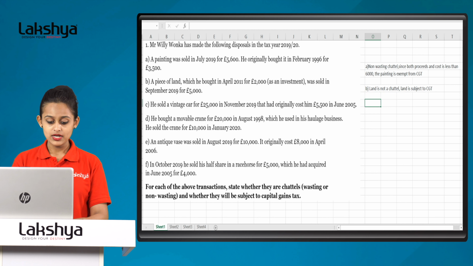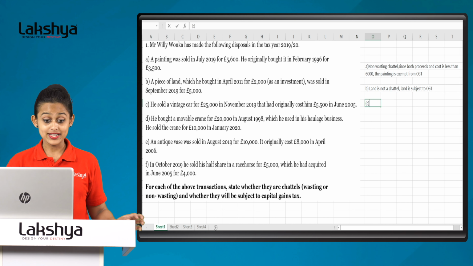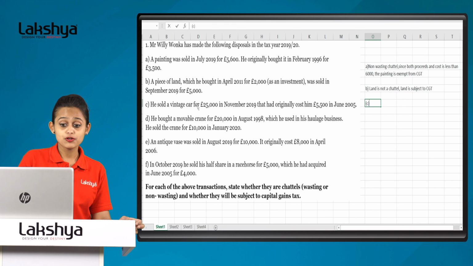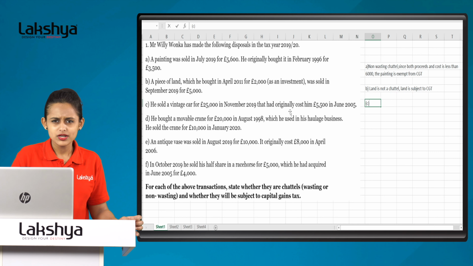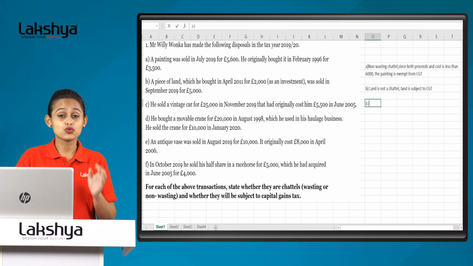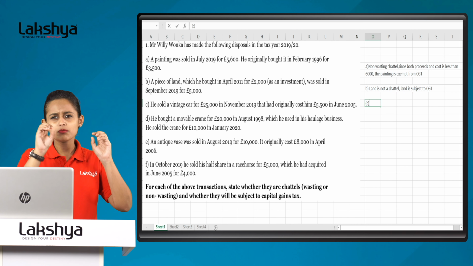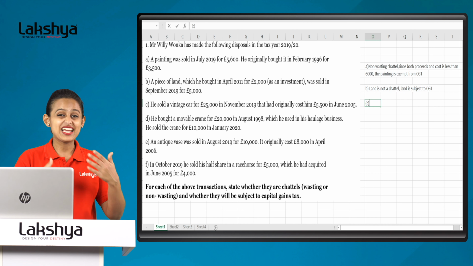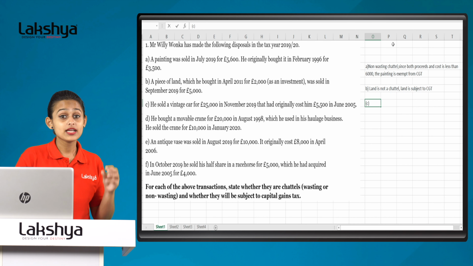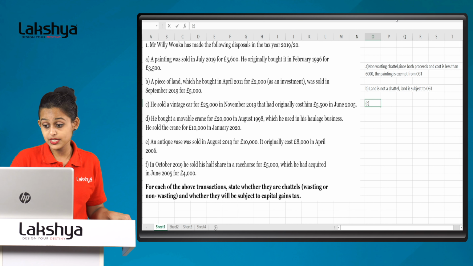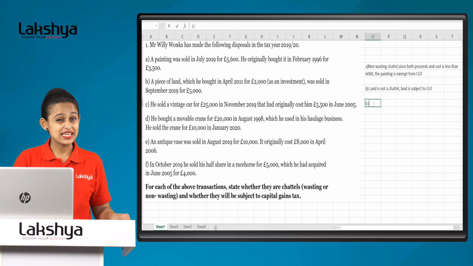Alright. Now, let us look at the next one, C. He sold a vintage car for 25,000 in November 2019 that had originally cost him 5,500 in June 2005. So, is it a chattel? Yes. But what can you tell about it being subject to CGT? Now, if you said it's a car, it is exempt from chargeable gains tax, very good, excellent. Because when we were studying the basics of chargeable gains tax, do you remember I showed you many orange boxes where I gave you the exempt assets for CGT? So, actually cars are an exempt asset for CGT, alright. So, that is why car is exempt, right.